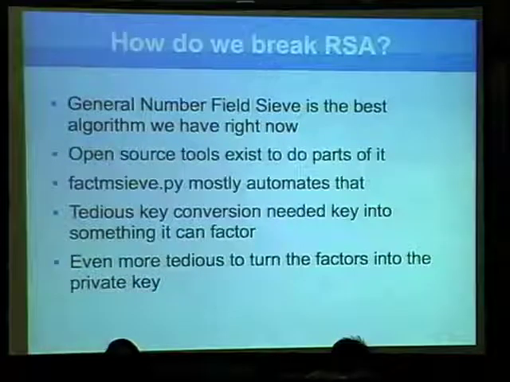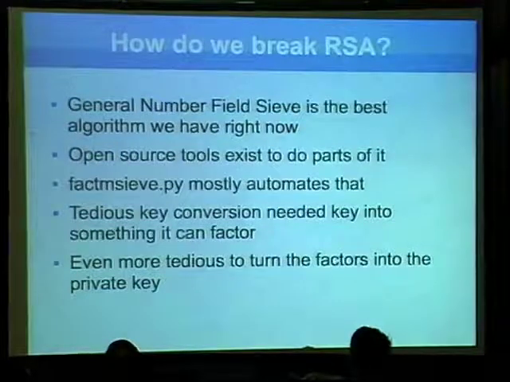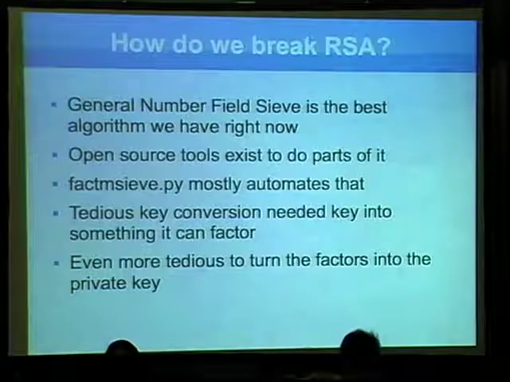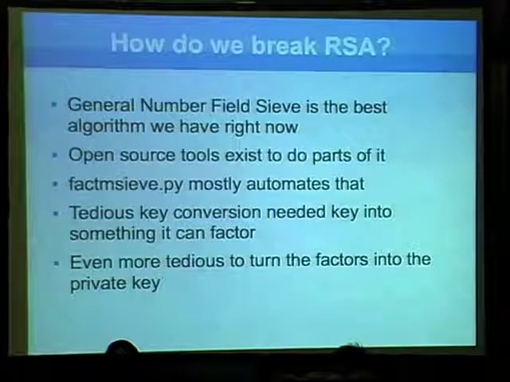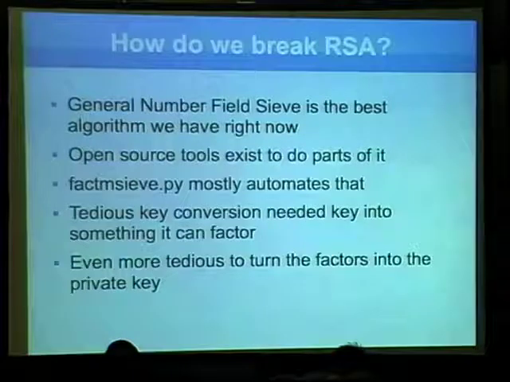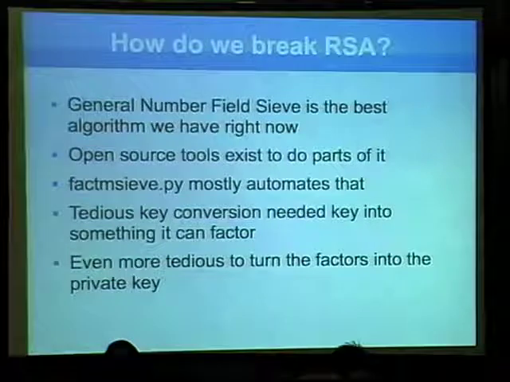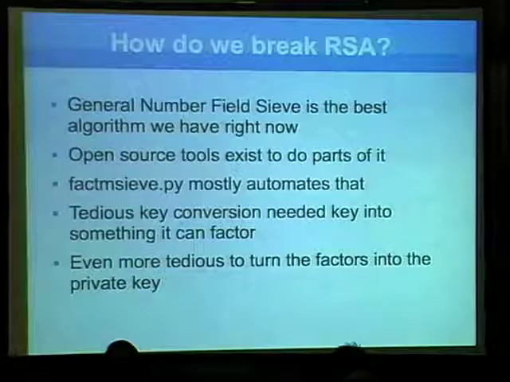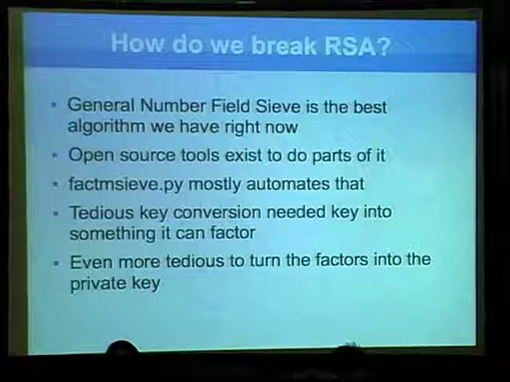There was a Perl script that was written a while ago. It mostly worked. Somebody wrote a better Python script. It automates running all of the tools necessary to perform the algorithm. Key conversion is still tedious. Going from an RSA public key, getting the modulus out of it, takes a bit of work. The OpenSSL tools that you can use to pull the modulus out of the public key give you hex. You have to feed it to these tools in decimal.